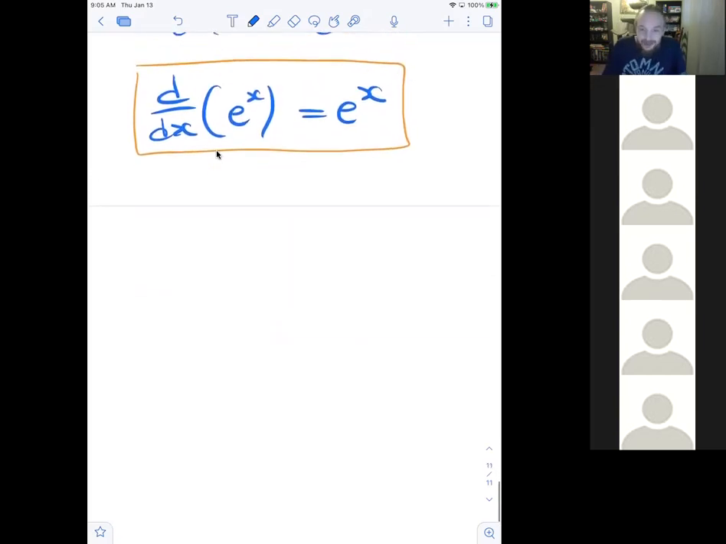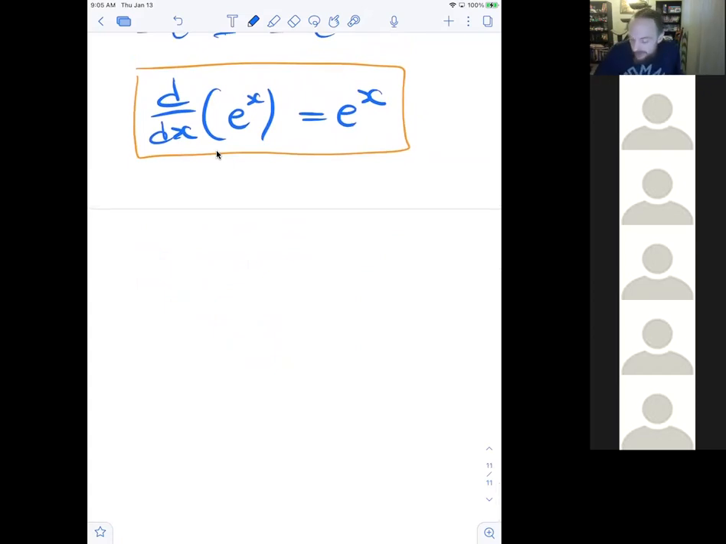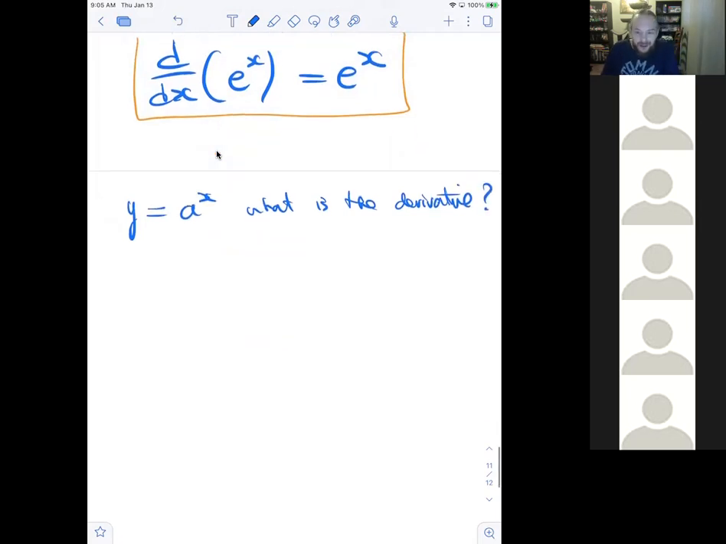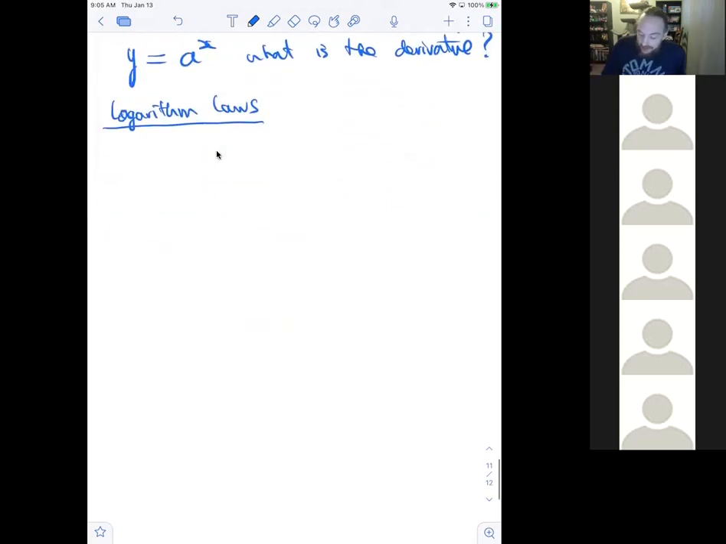So in general, what are we going to get for the derivative of a to the x? What if y equals a to the x? What is the derivative? What we're going to do is play a dirty trick. First of all, we need the logarithm laws. Log base a of a multiplication on the inside is addition on the outside. So this will be log base a of, let me make sure I get them all.